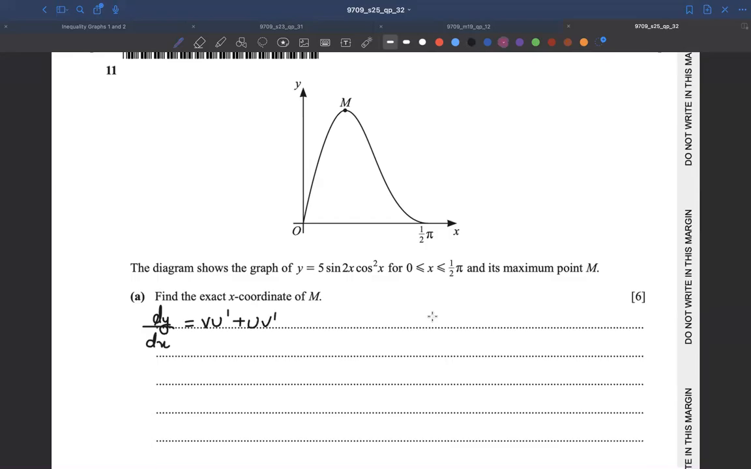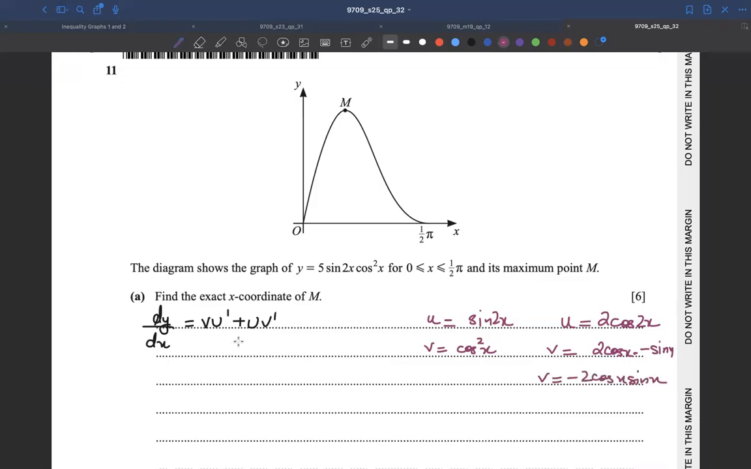So u, we can take it as sine 2x and we can keep 5 common. So u dash, or the derivative of sine 2x, would be 2 cos of 2x. V will take as cos square of x. And when we differentiate v, so 2 will multiply. So we'll get 2 cos of x. And the derivative of cos x is minus sine x. We'll get minus sine x, or we can write it as minus 2 cos x sine x.